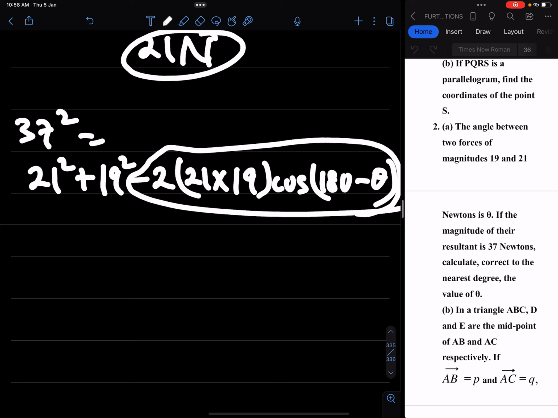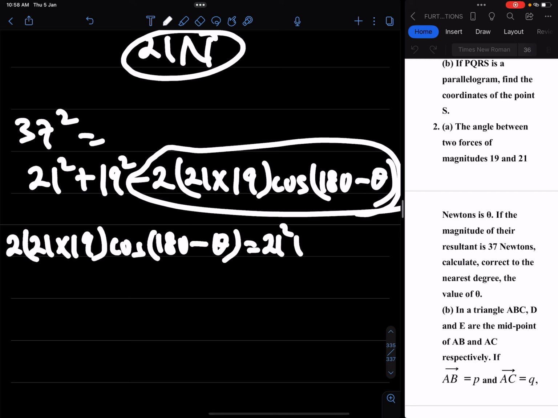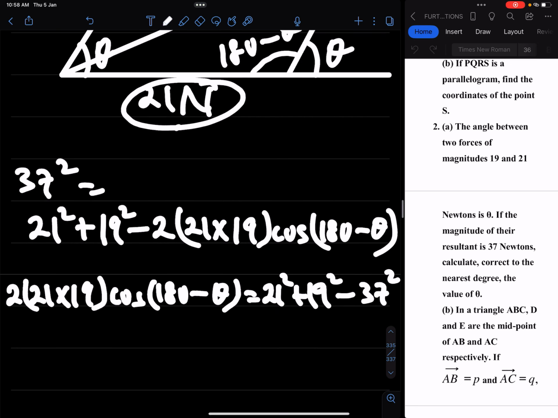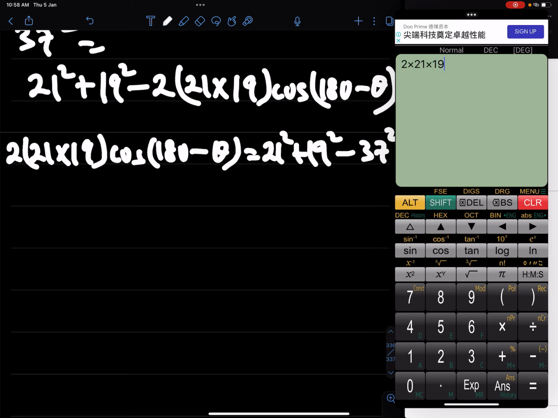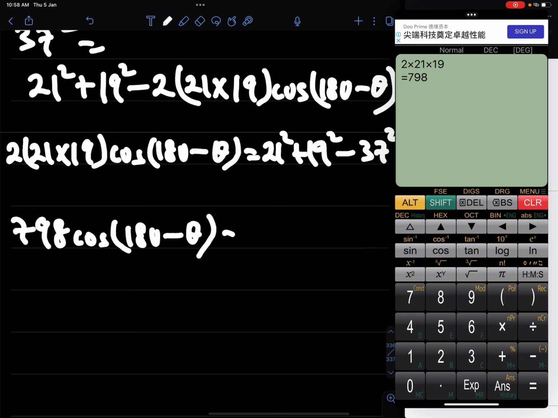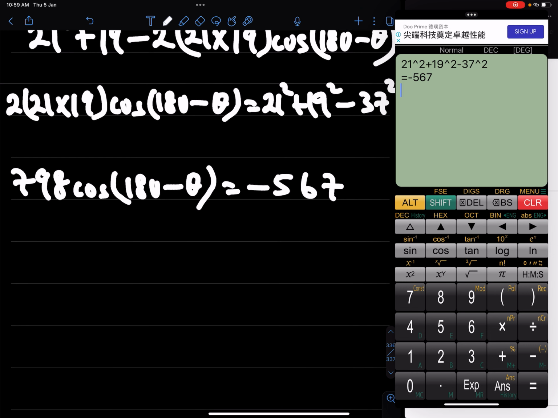I'm moving the whole of this to the left hand side. When it goes to the left hand side, it becomes 2 times 21 times 19 times cos of 180 minus theta equals 21 squared plus 19 squared, and I'm bringing 37 squared to the right hand side, and it becomes minus 37 squared. So what does that mean? Let me get my calculator now. 2 times 21 times 19 is equal to 798. So I have 798 cos of 180 minus theta equals 21 squared plus 19 squared minus 37 squared. And that's minus 567.